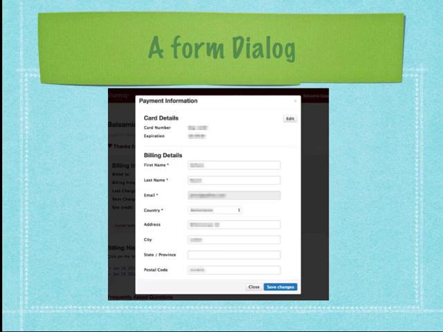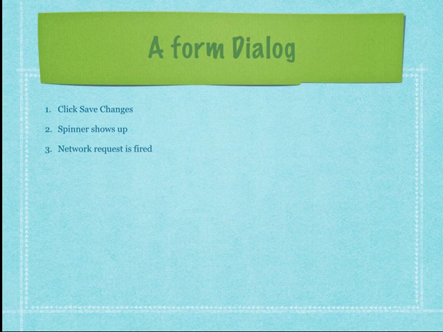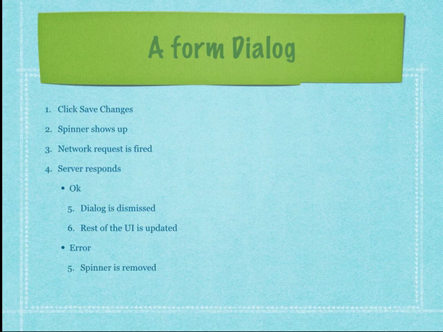So let's see what happens when you click the save change. What are the steps? So the user clicks save changes, and then a spinner shows up. I want to show a spinner. And then the network request is fired, and then the server eventually responds, and it's going to be an OK, in which case the dialog is dismissed, and then the rest of the UI is updated. Or it gets an error. In that case, the dialog stays, but then I want to remove the spinner, and then I want to show an error message.